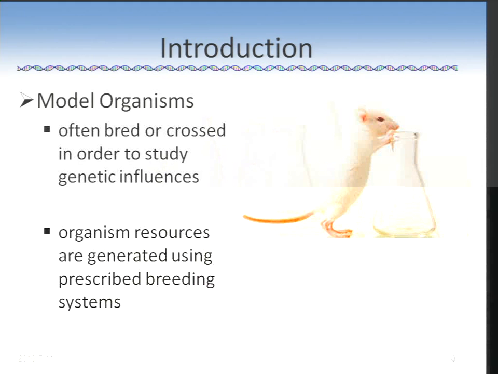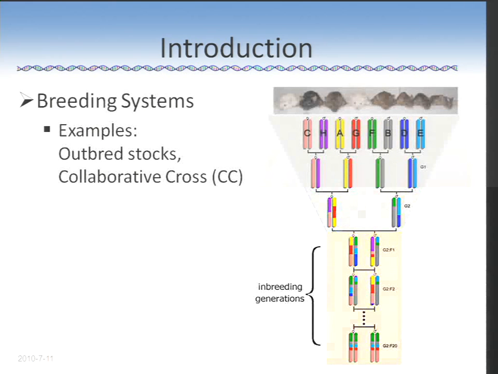So these model organisms are often bred or crossed in the laboratory. They are raised in the laboratory in order to study the genetic influences. So there are organism resources generated using prescribed breeding systems. Some examples are the outbred stocks and the recent Collaborative Cross project, which is a joint effort of several national laboratories and UNC.